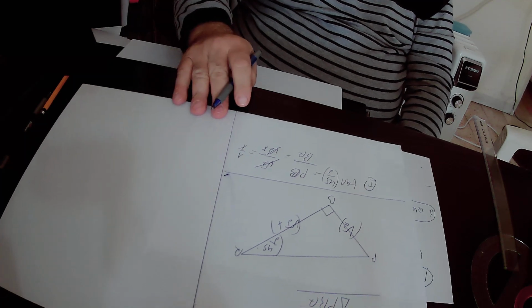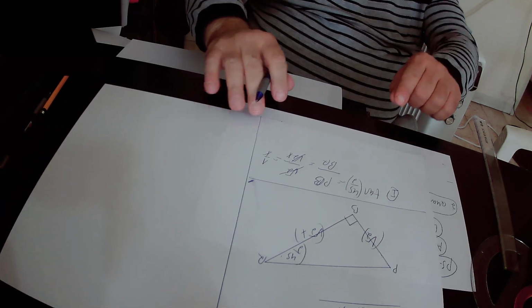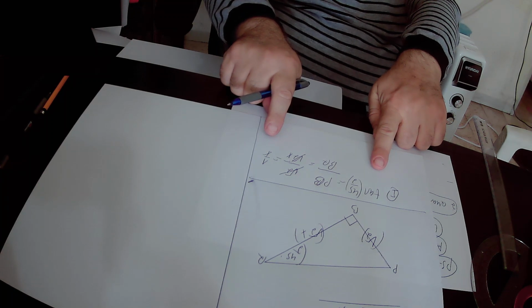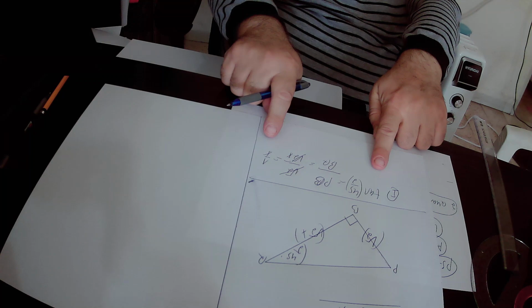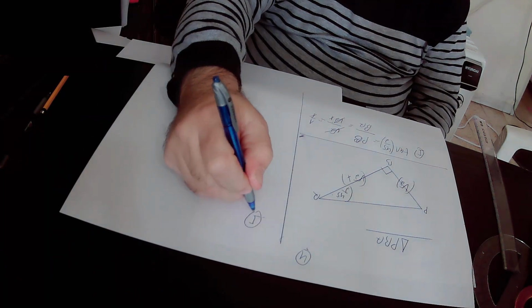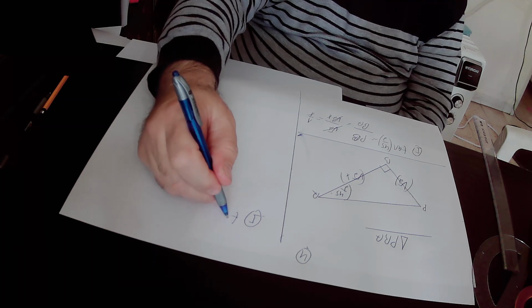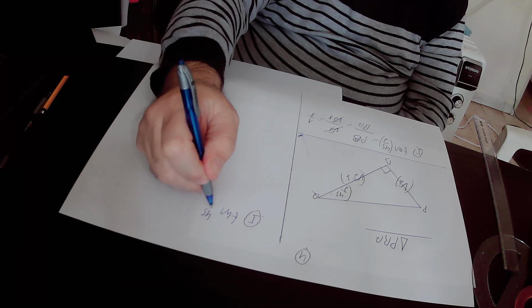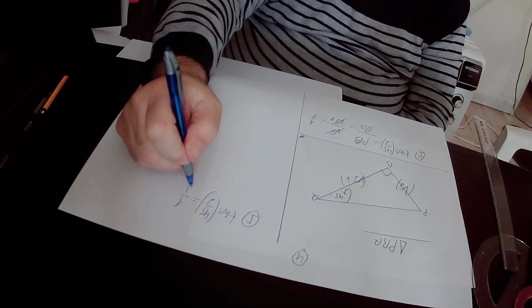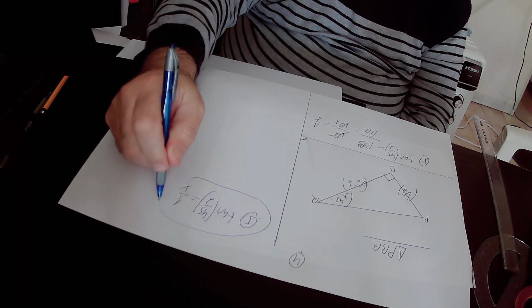So in conclusion, we found out that according to equation number 1, tangent 45 over 2 degrees equals 1 over x. So write it down here. According to equation number 1, tangent 45 over 2 degrees is equal to 1 over x. This is according to equation number 1.